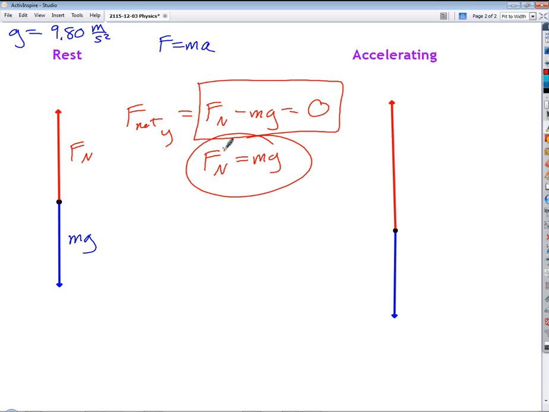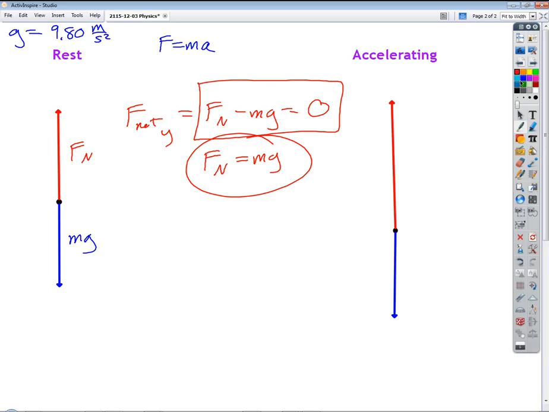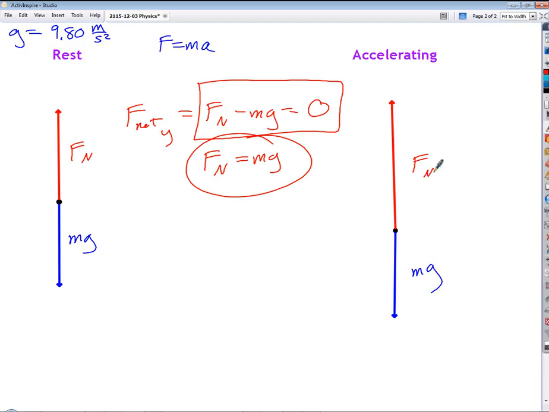Now, look at the second part of this, though. When the elevator starts to accelerate upward, the scale reading increased. Now, did my weight change? No, my weight's my weight, right? So the weight is still mg, but this time the normal force must have been a little bit bigger. Right? So in addition to supporting my weight, it was also providing an additional force that was accelerating me upward, right? So there is a little bit left over. There's a net force there, right?